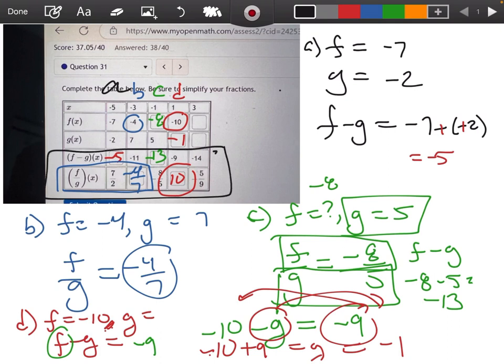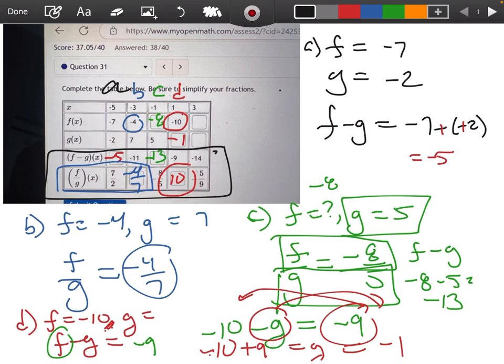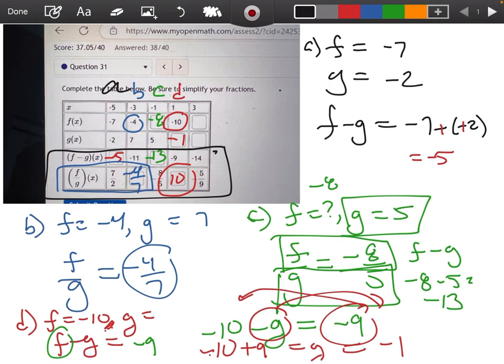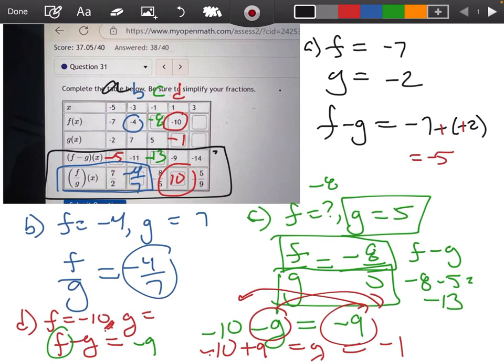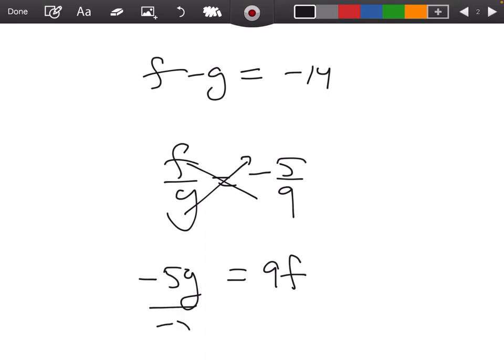So, let's see. We have f minus g, and we have f divided by g, okay? So f minus g is -14. F divided by g is -5/9. Okay, -5/9. Is that what it was? Yeah, -5/9. Okay, let's try this. Let's cross multiply. -5g equals 9f. And if we divide both sides by -5, we get g equals 9f over -5, okay?